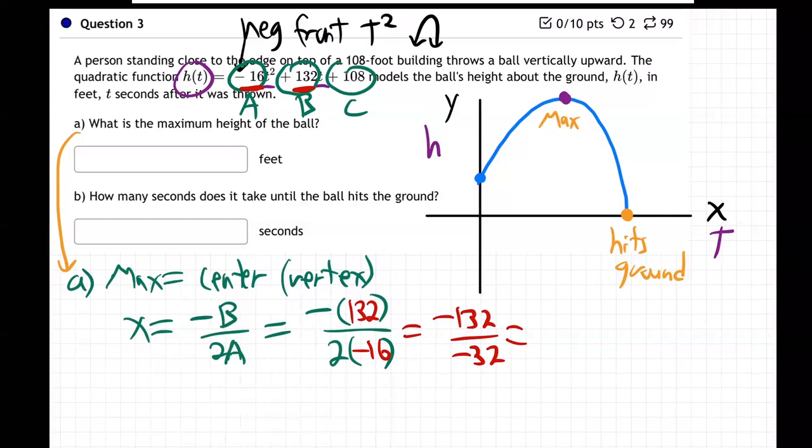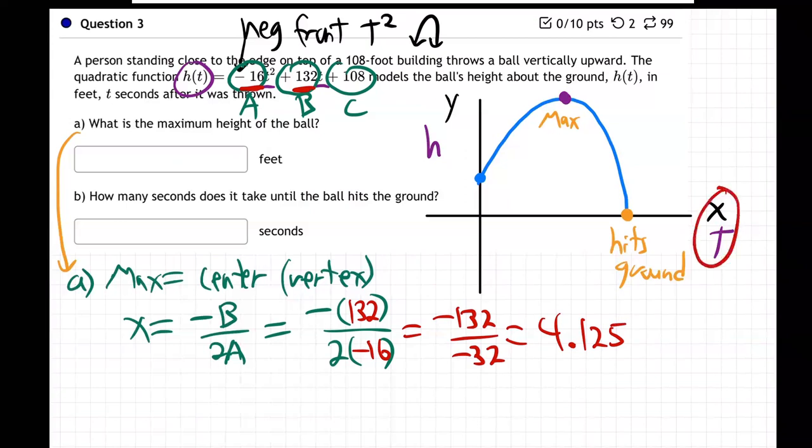We got that? 4.125. Good. So that's 4.125, and it's positive because two negatives make a positive. Perfect, 4.125. Now, careful. That's just the x value. In other words, x is really what?